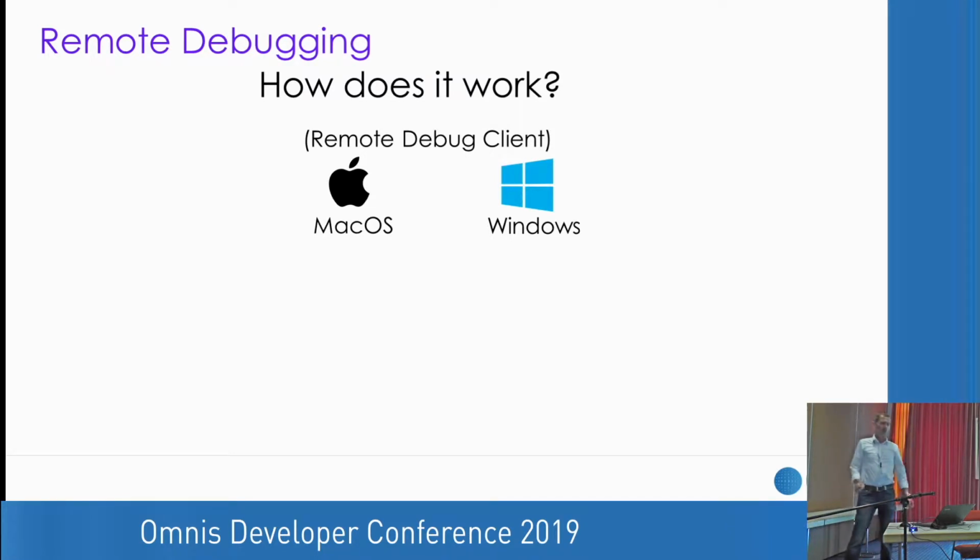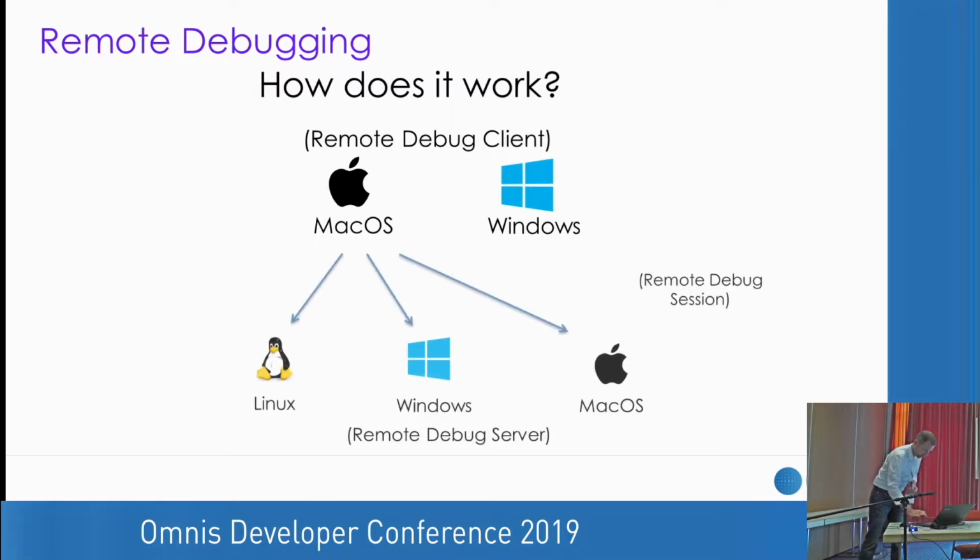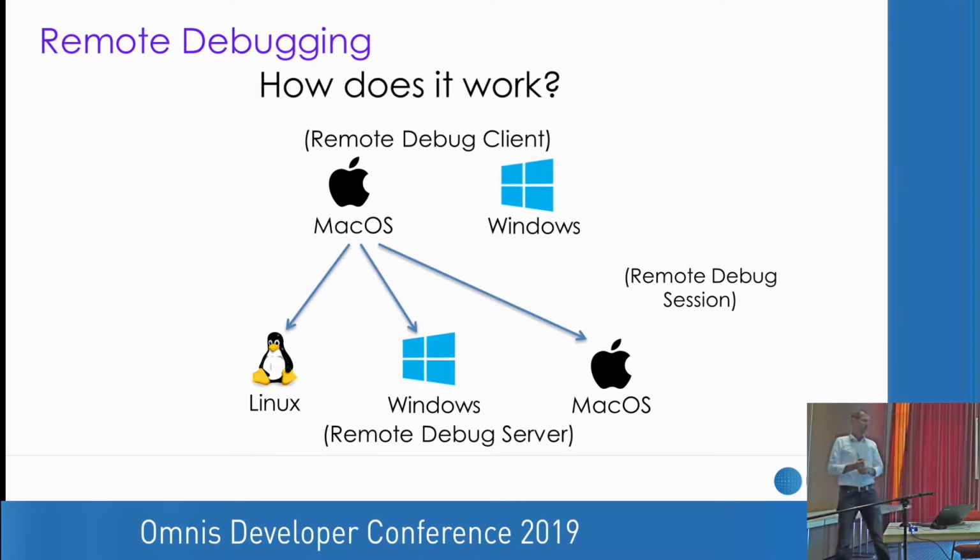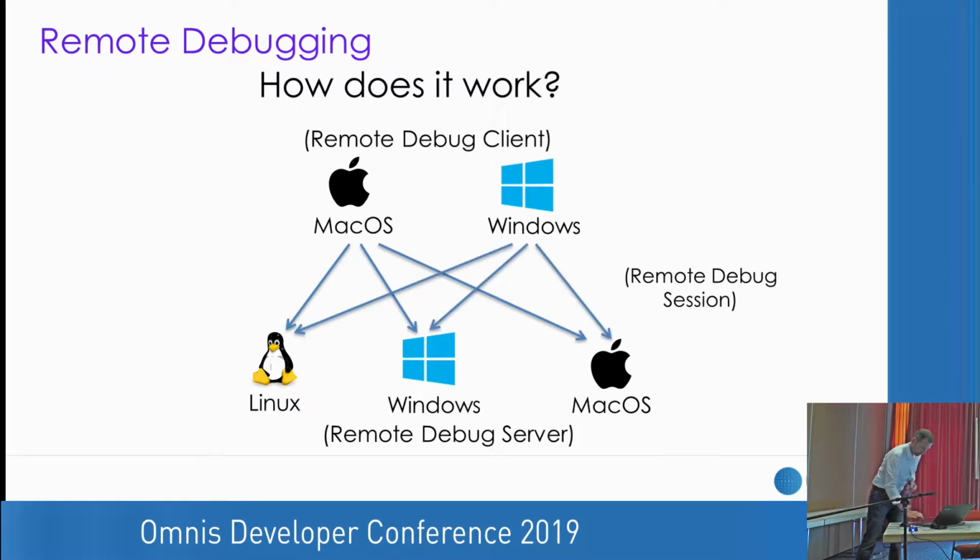Remote Debug Client and Server can be on different operating systems, so you could use your Mac to debug an Omnis Studio copy that is running on other platforms like Linux, Windows, or Mac as well. Or you could use your Windows PC, an Omnis installation, to debug on Linux, Windows, Mac OS X as well. It's up to you.